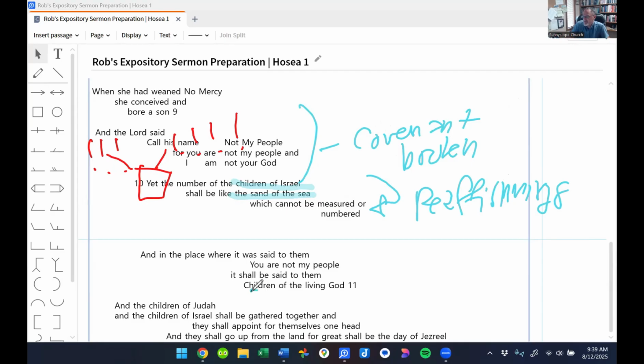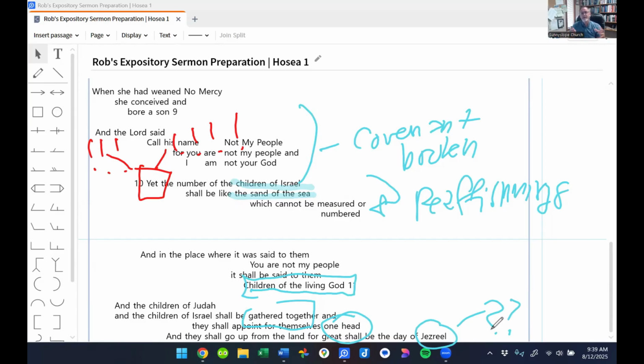And again, down here, same thing. You shall be children of the living God, and they shall be gathered together, and they shall appoint one head, and they shall go up from the land, for great shall be the day of Jezreel. Now, again, we still have our homework to do on what Jezreel is, but this text ends, as sobering and stark as this all is, with a great deal of promise.